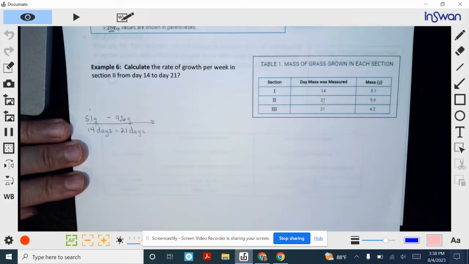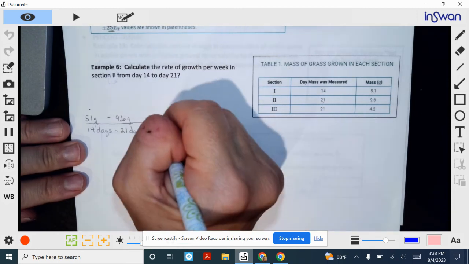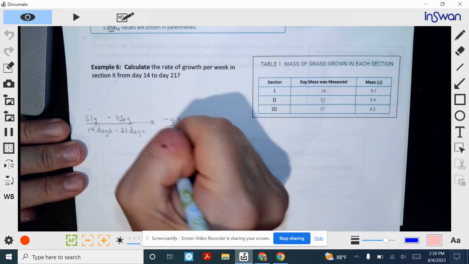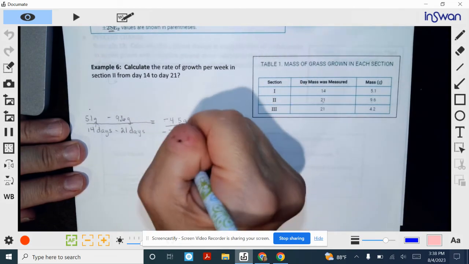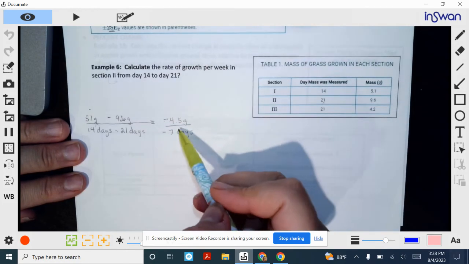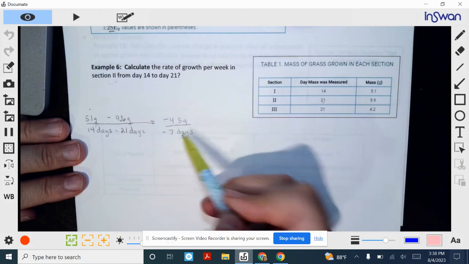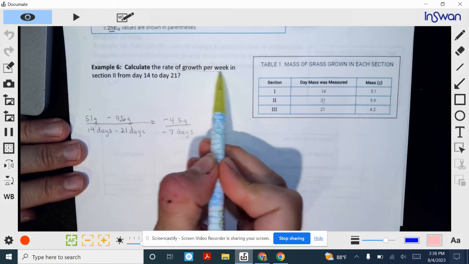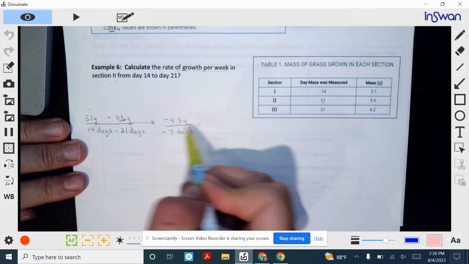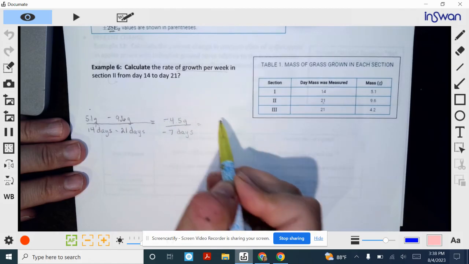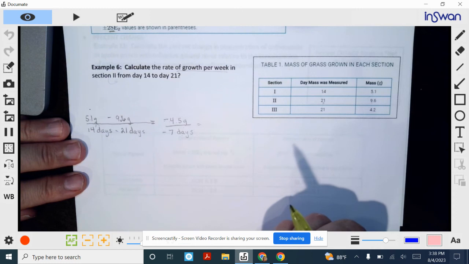Okay, now, if we do this math, we would get negative 4.5 grams on top, and negative 7 days on the bottom. When we get done, we would have an answer that is grams per day. But that's not what it's wanting. It wants grams per week, okay? So if you would have done negative 4.5 divided by negative 7, you would have gotten a number here, grams per day. You would have missed that problem, okay?